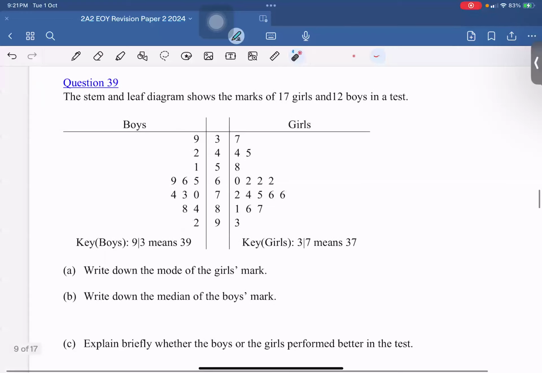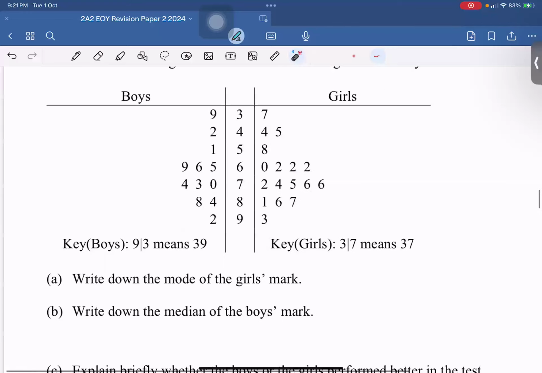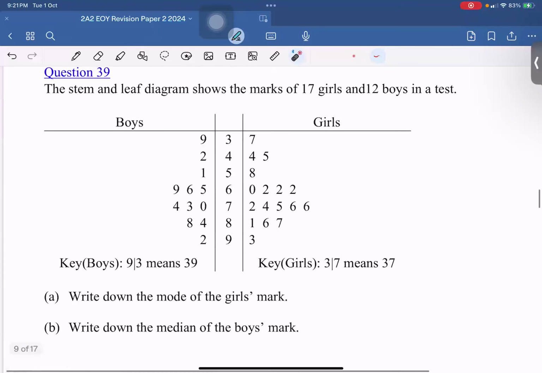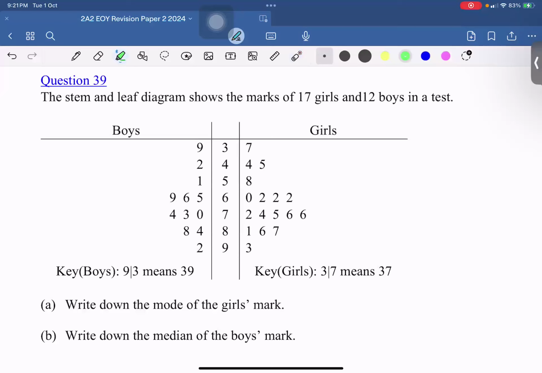Okay, write down the mode of the girls' marks. The number of girls that repeated. Girls' mark, 62. Yes, so got 62. Now, in one of the past year papers that we did, the question sometimes can have two of them with the same frequency. Then you write both answers, okay? But in this case, this one is 62 marks.